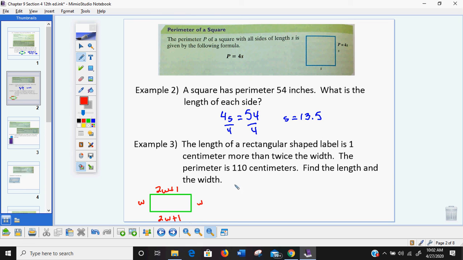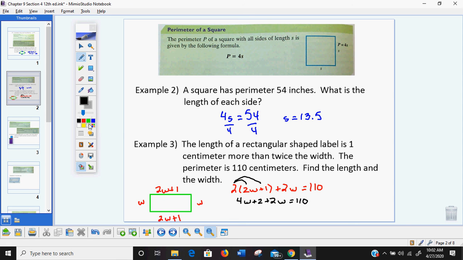Okay, so let's use the formula. 2 times the length, which is 2w plus 1. Whoops, and I wrote 3. Plus 2 times the width is equal to 110. We're given the perimeter. We want to find the length and width. So when we distribute here, 2 times 2w is 4w, plus 2 times 1 is 2, plus 2w is equal to 110.